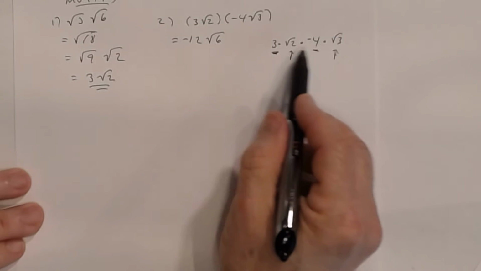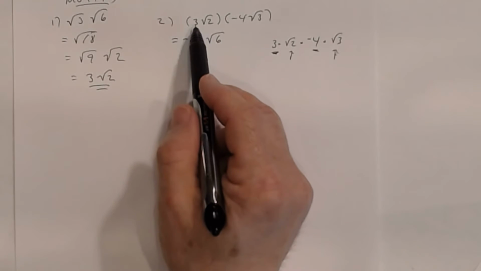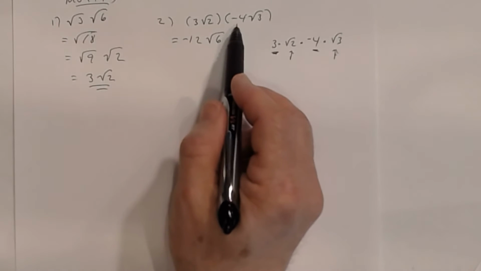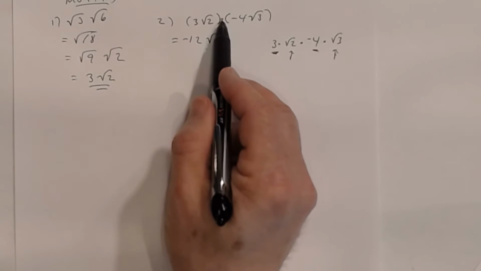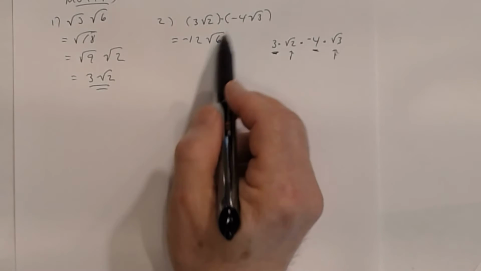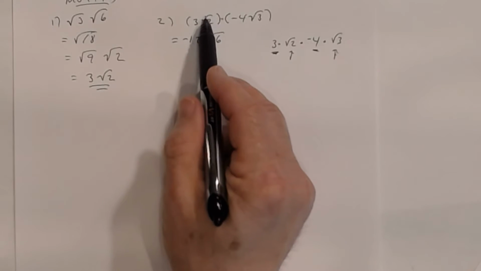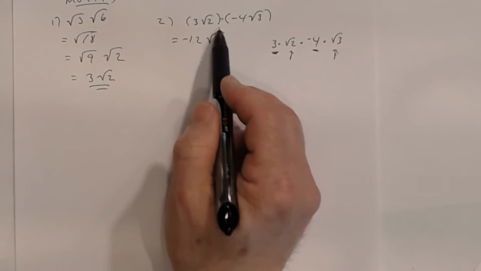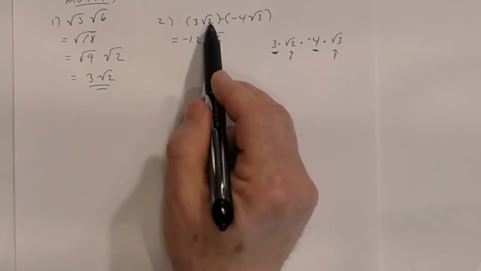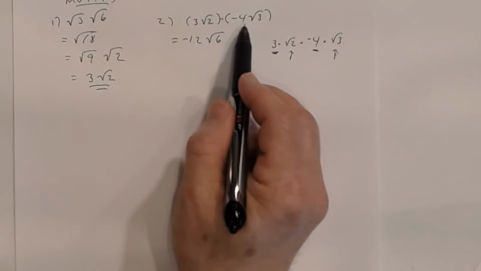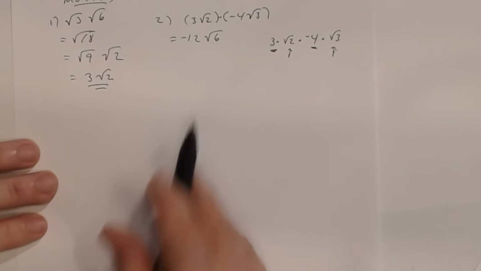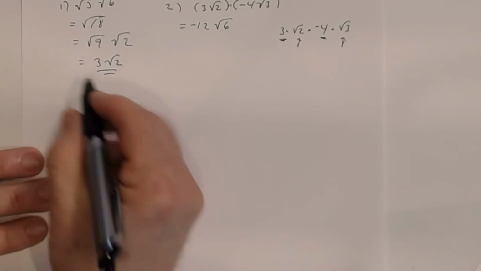Now, you didn't have to write it like this. Most people will look at this and say, all right, I can say 3 times the negative 4, because this is multiplication right here. So 3 times the negative 4 is negative 12. The square root of 2 times the square root of 3. Since the indices are the same, I can write it as one square root just by multiplying the radicands together. 2 times 3 is 6. All right, that was number 2. All right, let's look at number 3.